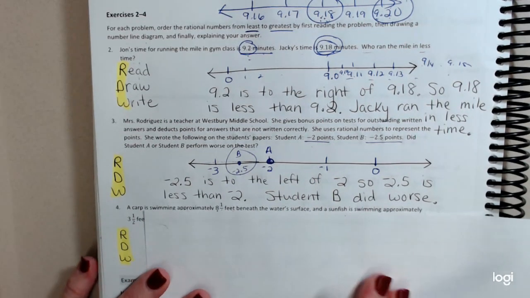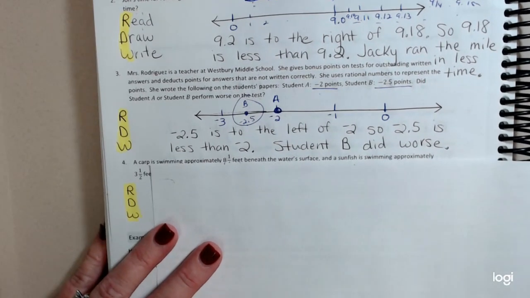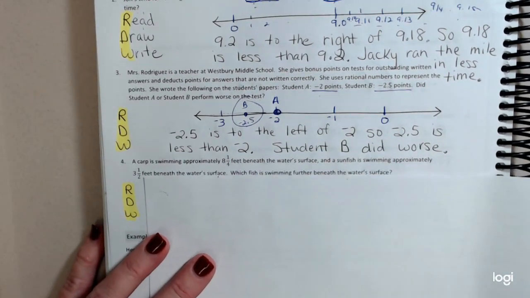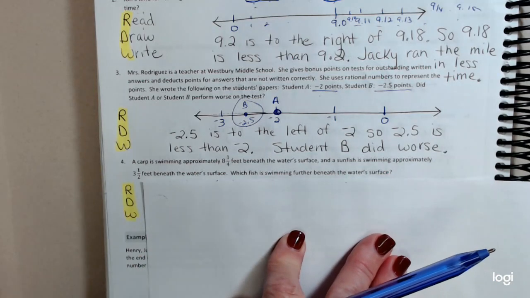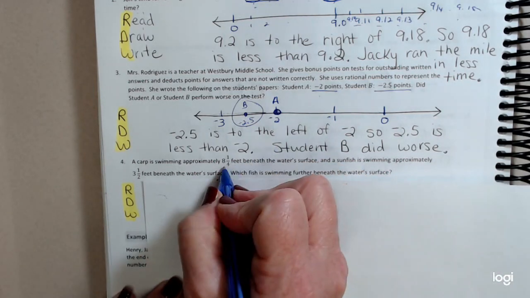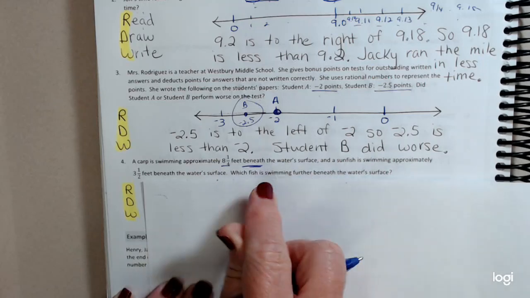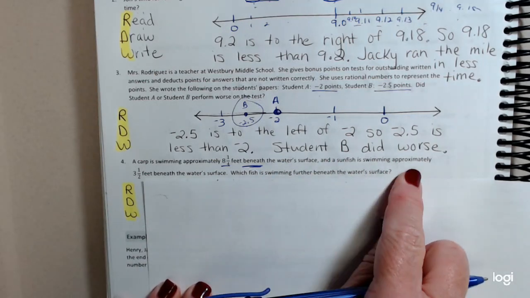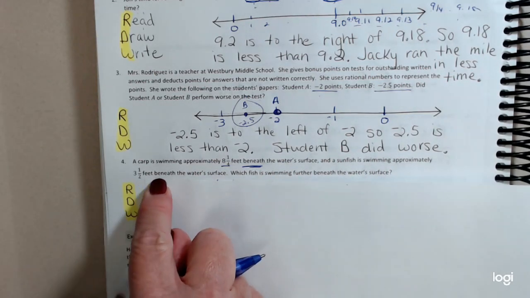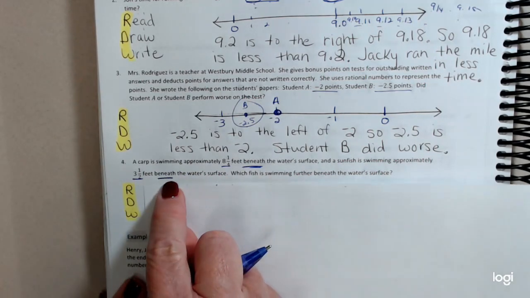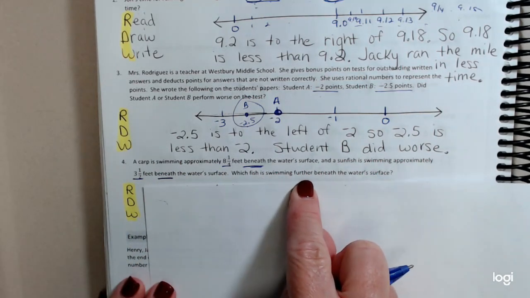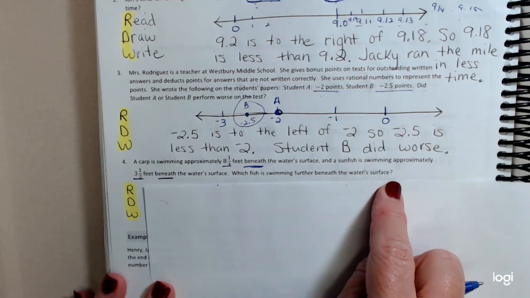Okay, let's look at our last problem for today. Problem number 4. A carp is swimming approximately 8.5 feet beneath the water surface. Oh, that's the key word I need to know right there, beneath. And a sunfish is swimming approximately 3.5 feet beneath the water surface. 3.5 beneath. Oh, that means another negative. Which fish is swimming further beneath the water surface?